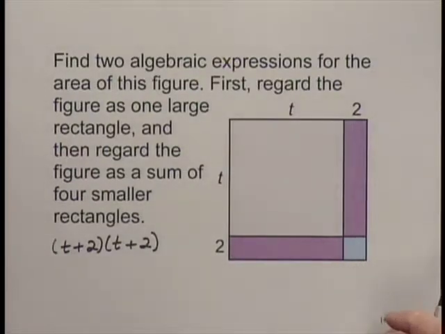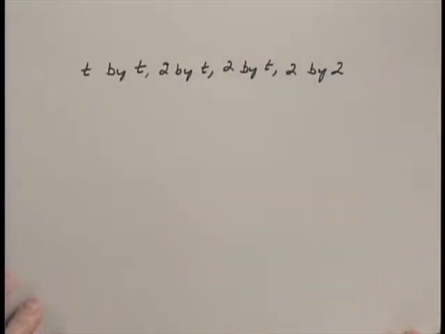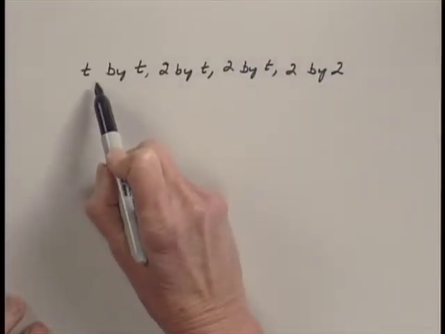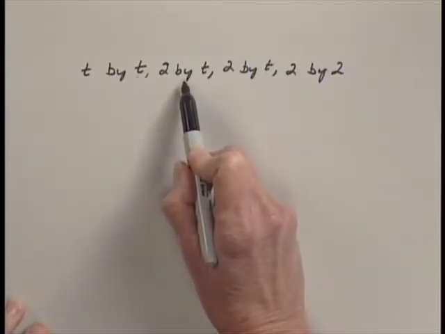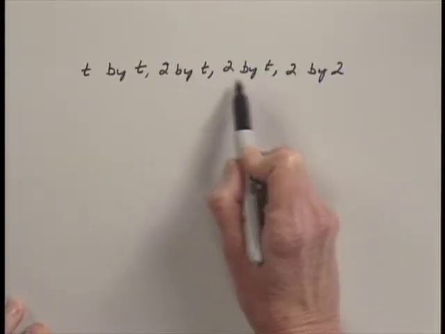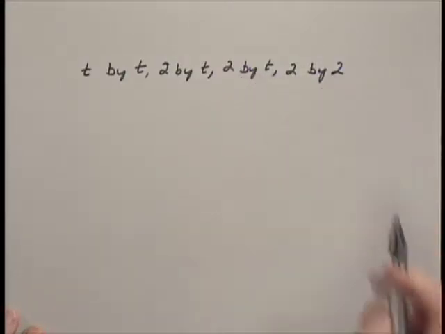So what we just said is that regarding it as four smaller rectangles, one has dimensions t by t, another one has dimensions 2 by t, and there's a second one with the same dimensions, 2 by t, and finally the smallest one has dimensions 2 by 2.